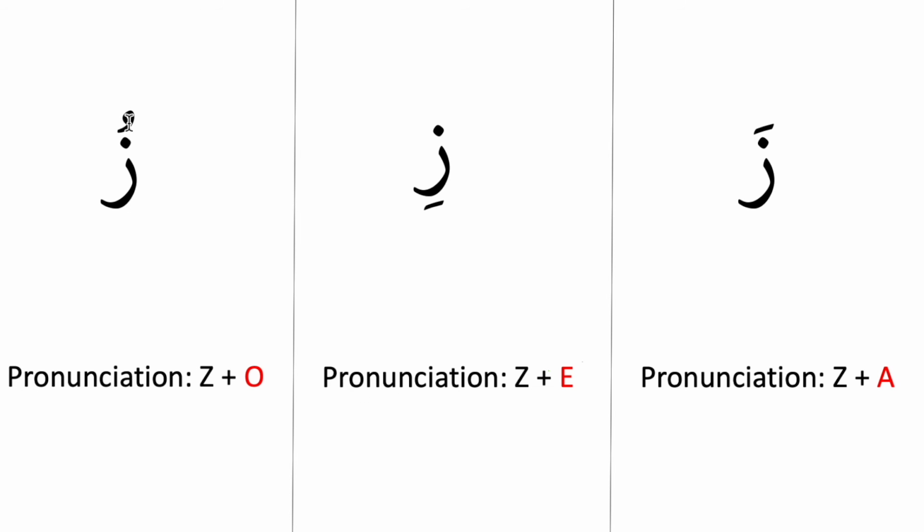Zain with dhamma on the top, you add O to the pronunciation of Zain. So it's going to be pronounced as zoo. Zoo. Za with fatha. Zi with kasra. Zoo with dhamma. Za. Zi. Zoo.